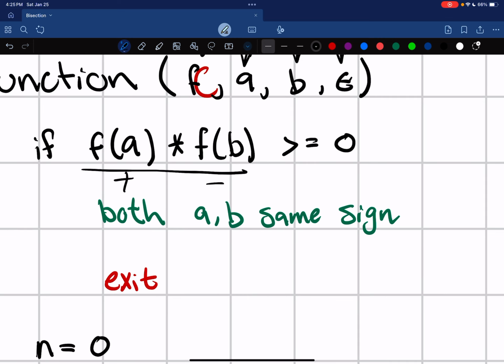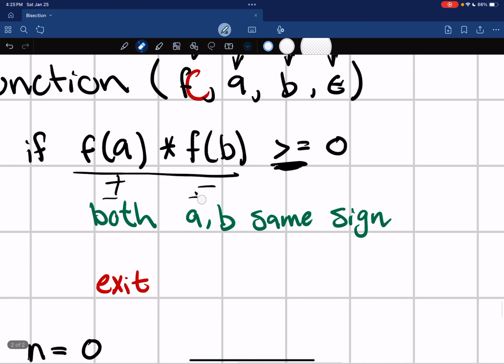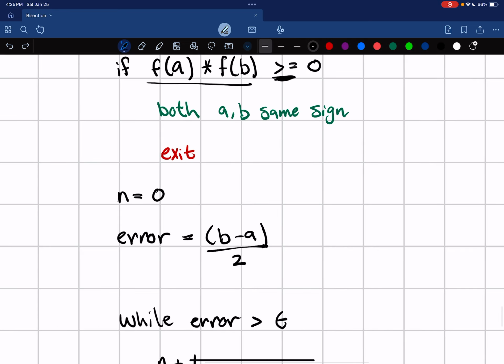So if this is positive, negative, or negative, positive, your answer will be less than 0, not more than. So if it is more than 0, that means they're the same sign. Because if this is negative, negative, that gives you a positive, aka more than 0. And if this is positive, positive, again, that's more than 0. So then you exit right away. You're like, well, bisection doesn't work unless they're different signs. Therefore, we exit. Okay?